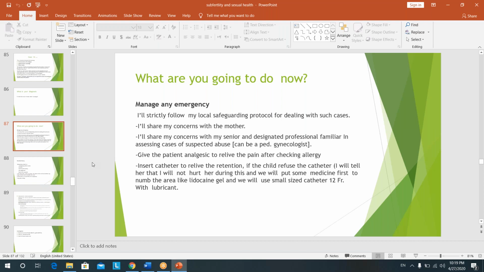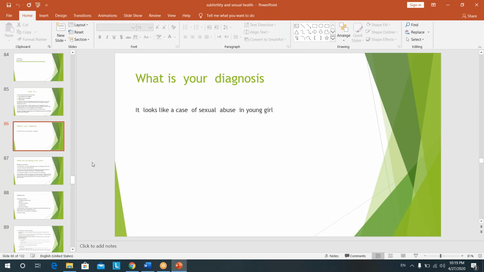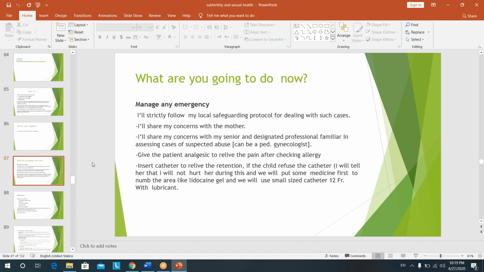You did well, Doctor. So we can go to the suggested model answer of this task. What is your diagnosis? Yes, this is most likely sexual abuse in a young girl with herpes. So what are you going to do now?